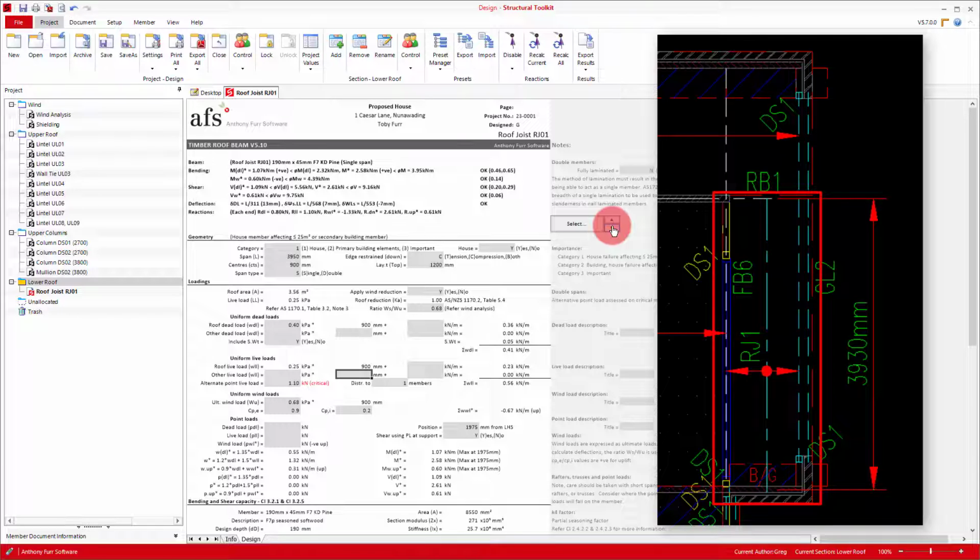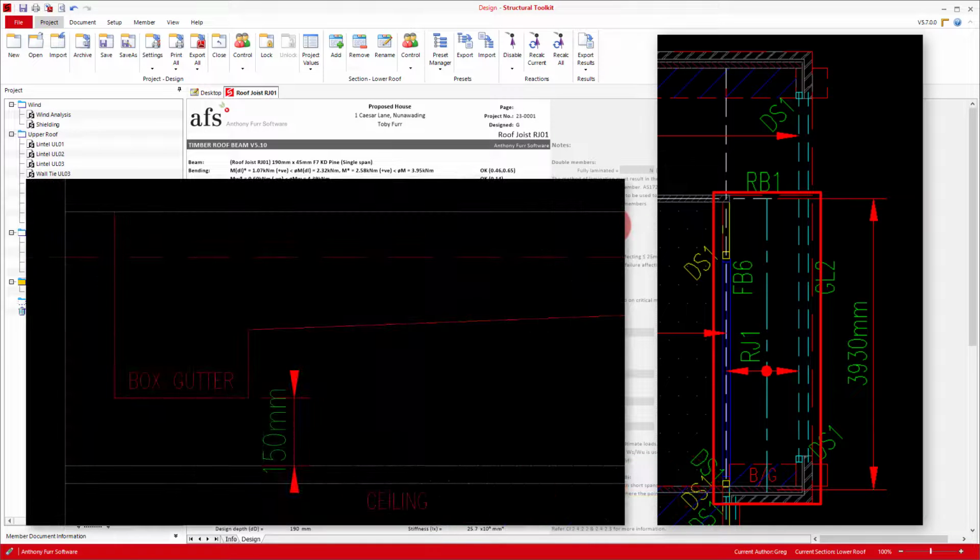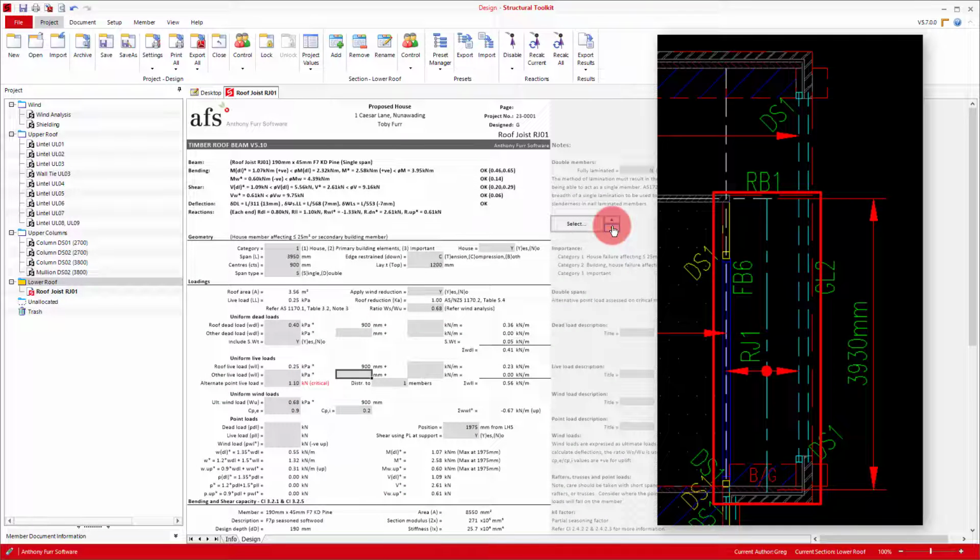This can be particularly critical when the roof joist needs to fit under a box gutter. In our case, we can see we have a box gutter on the southern end of our roof joist. We'll say that the architect has advised or provided us with a section showing 150mm of space underneath for any structural roof members. So this means our 190 joist will no longer fit.